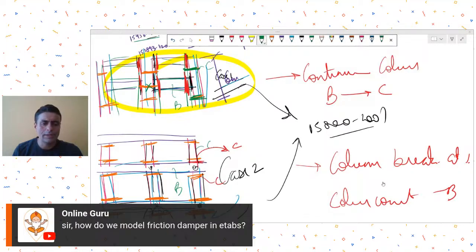Mr. Anukul Kumar is asking, how do we model friction dampers in ETABS? I don't have any working knowledge of modeling friction dampers in ETABS, so I don't know.